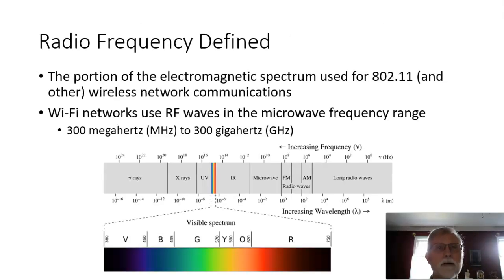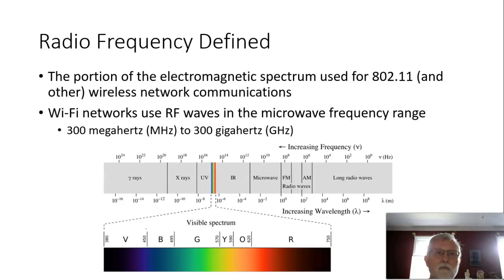Now, radio frequency is a portion of the electromagnetic spectrum that is used by the IEEE 802.11 standard. That IEEE 802.11 standard is used by Wi-Fi to certify devices to make sure that they meet the standard. As you can tell from the chart below, it's a fairly large range of radio waves, but we don't use all of it.